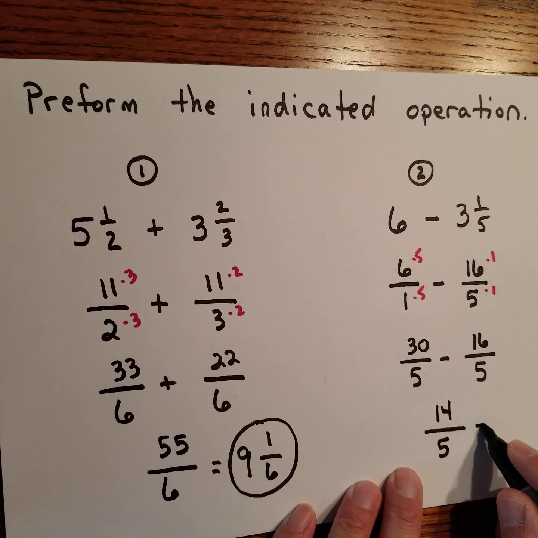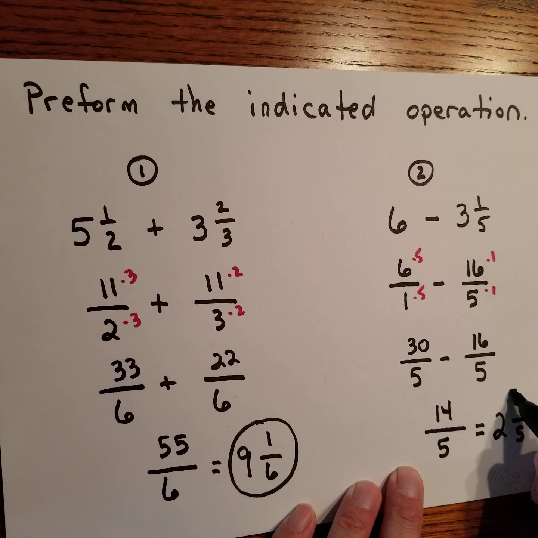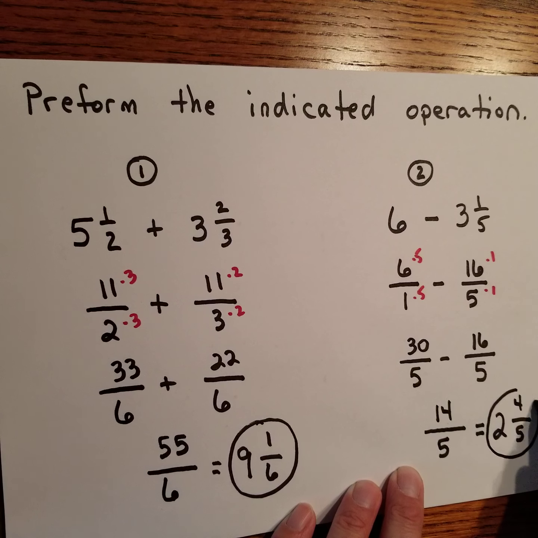Let's change that improper fraction back into a mixed number. How many times does 5 go into 14? It goes in 2 times. 2 times 5 is 10, and 14 minus 10 is 4, so 2 4/5. Got it.